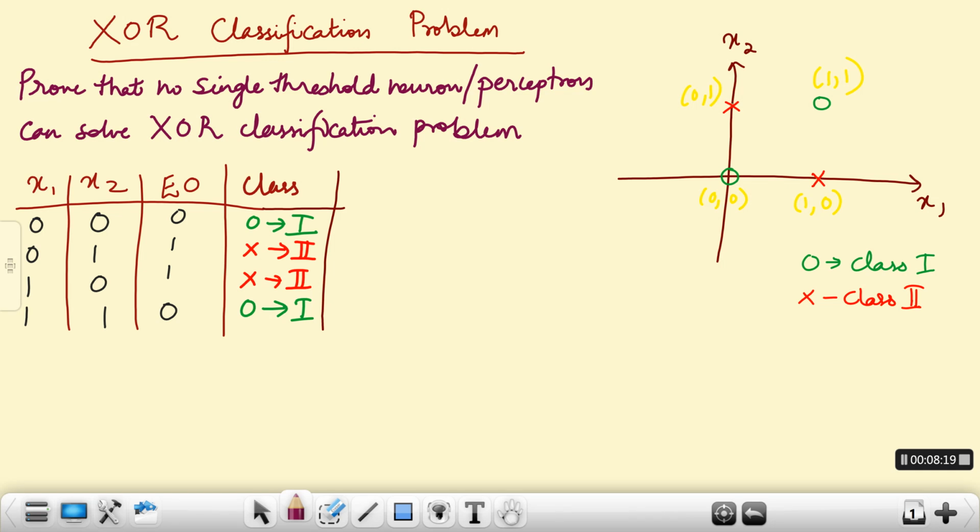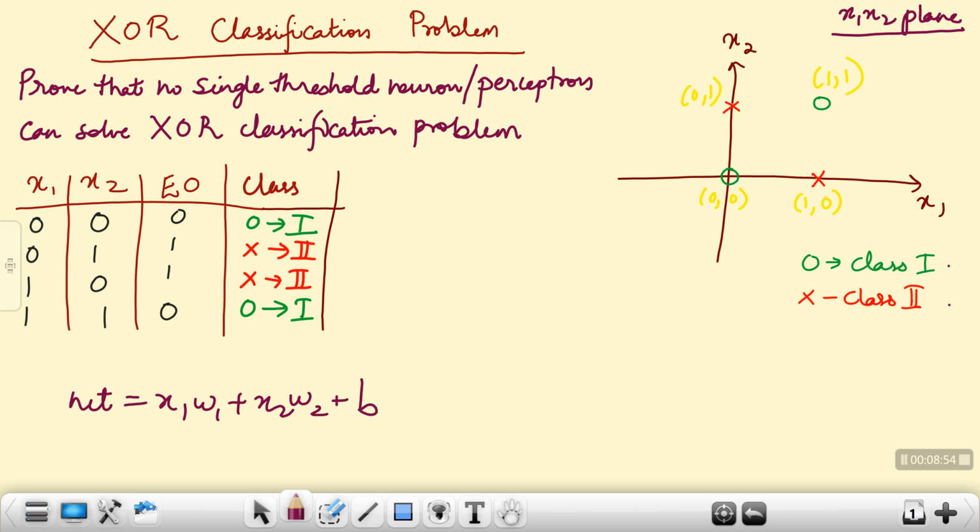Now we have the truth table and the expected output, and on this side we have shown the x1 x2 plane. These are the 4 points, 2 belonging to class 1 and 2 belonging to class 2. Now we will calculate the net value. For a single neuron, the net value will be x1 w1 plus x2 w2, plus the bias.